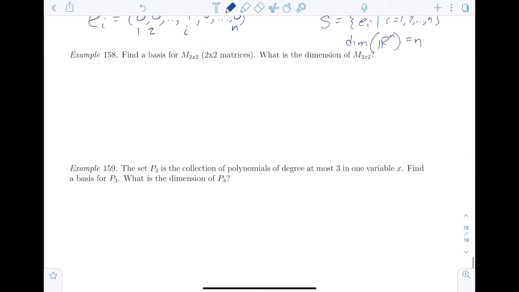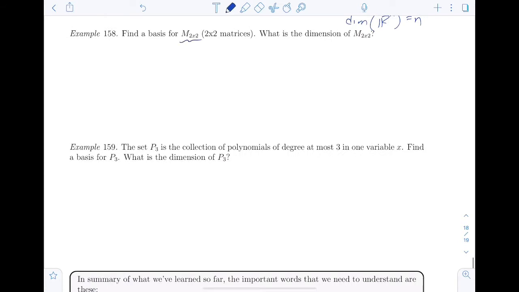Find a basis for M 2 by 2, so the set of all 2 by 2 matrices. This is the kind of thing I usually have groups work on, so maybe pause the video and see if you can come up with it here. What is something I want? I want a bunch of things that can add up to the general vector a, b, c, d.